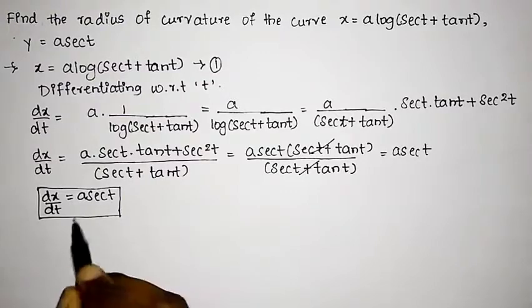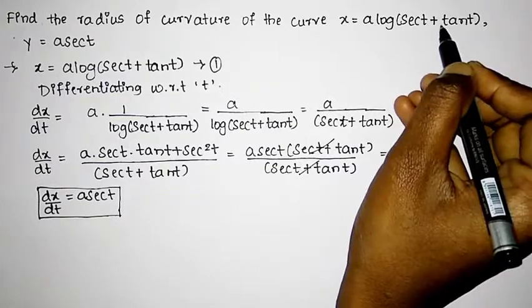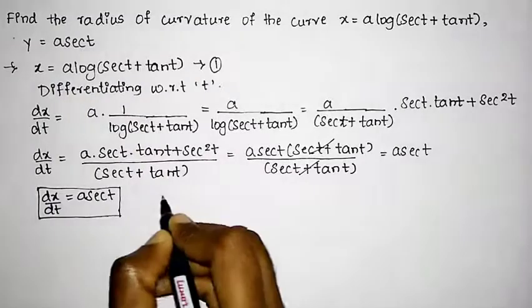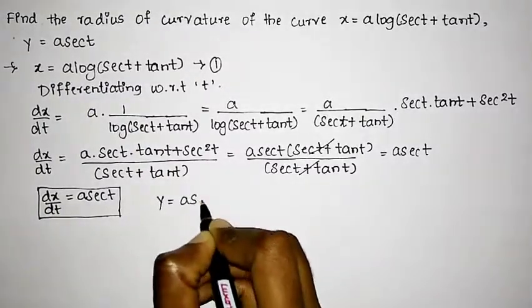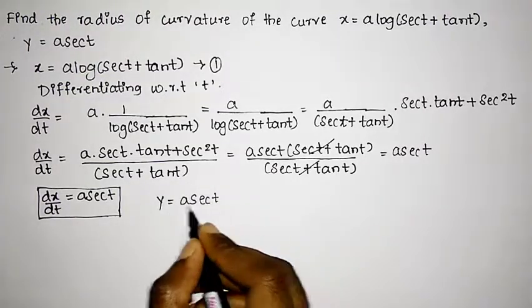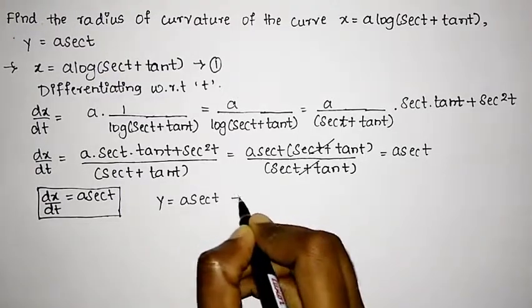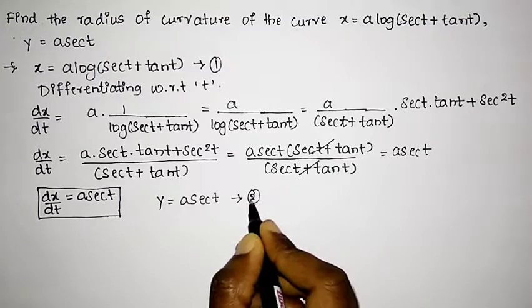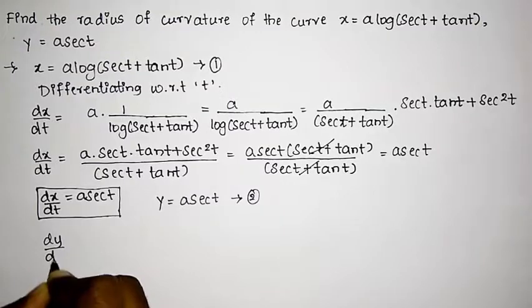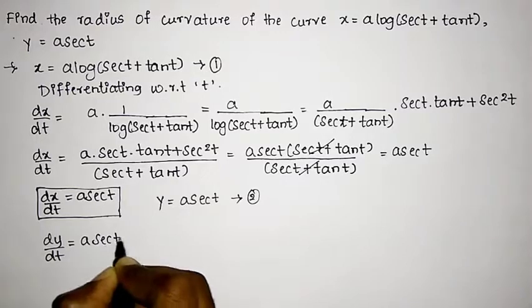So we have obtained the differentiation for one equation, that is x is equal to a into log of sec t plus tan t. And the next step is we need to find the differentiation for the y. That is y is given by a into sec t. So now we need to find the differentiation of y with respect to t. So consider it as equation 2. So now differentiating equation 2 with respect to t, it will be dy upon dt is equal to a into differentiation of sec t, which is sec t into tan t.